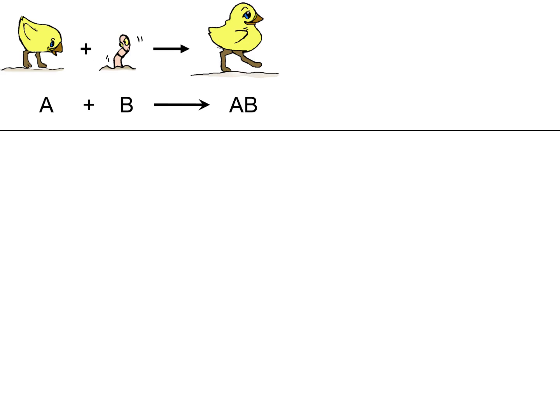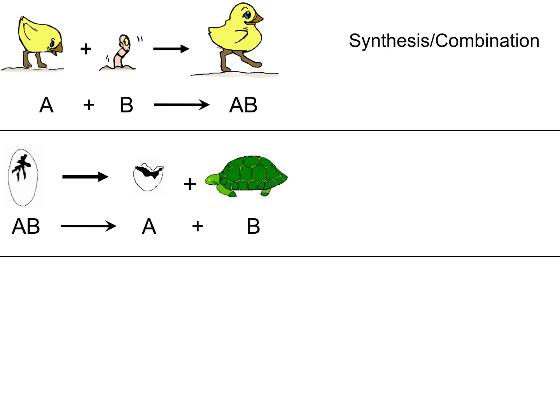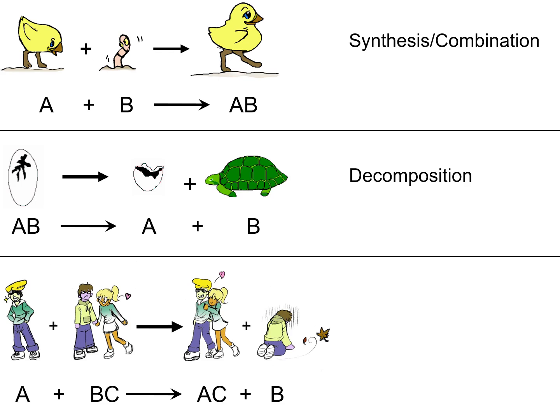So first, just a quick overview of the different reaction types. If you are combining simple things together to make a more complex thing, it is a synthesis or combination reaction. If you're taking them apart, decomposition. If you have a single uncombined element and a compound, and then afterwards you have a new compound and a new single uncombined element, it is a single replacement reaction.